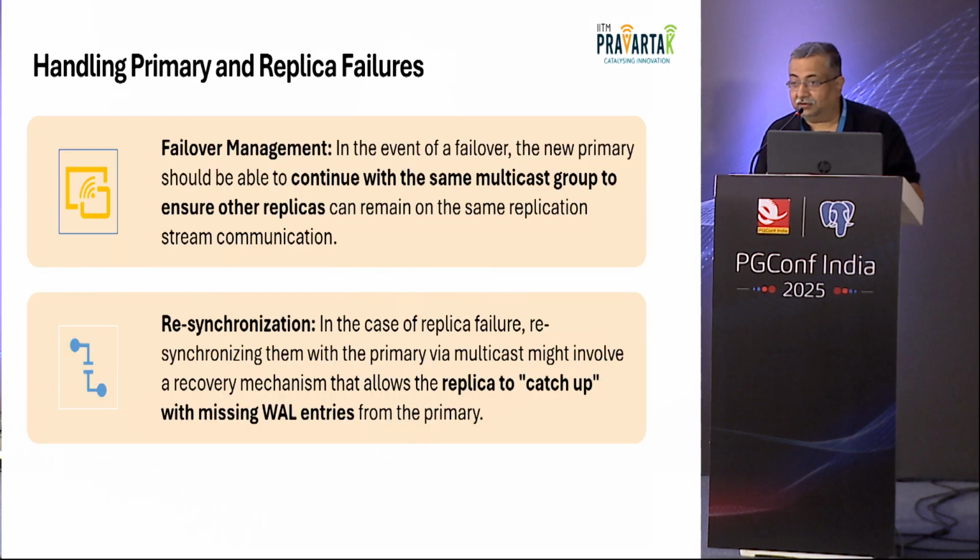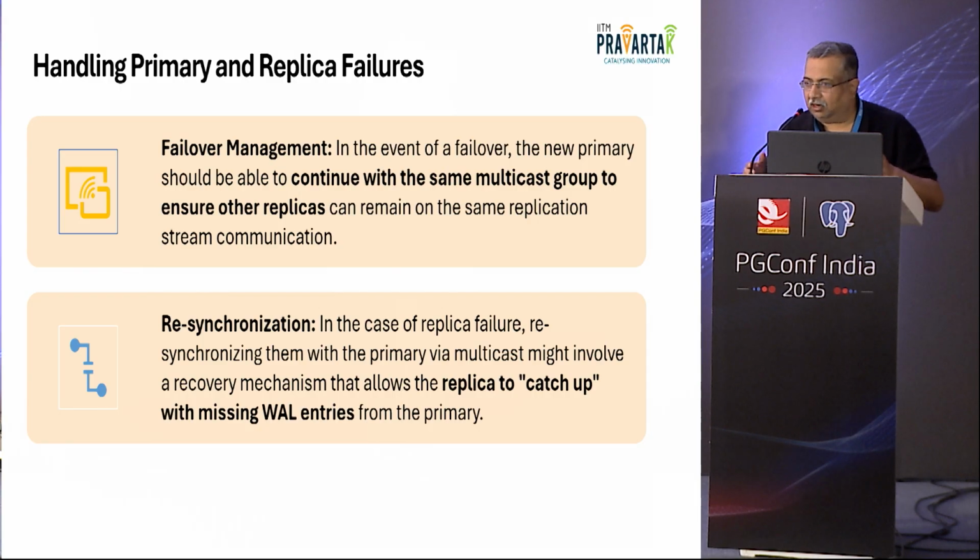Failover management. There, it's really exciting because you've got a single multicast group. All the senders and receivers are partaking in the multicast group. Every sender can be a receiver, every receiver can be a sender. The primary goes down. What do?